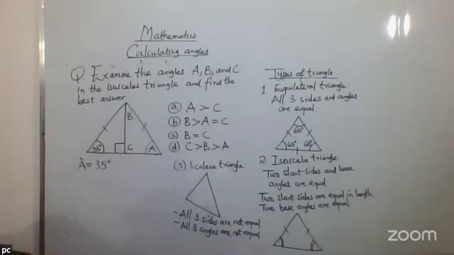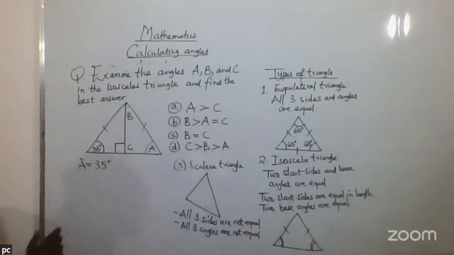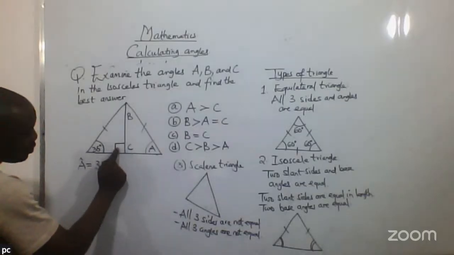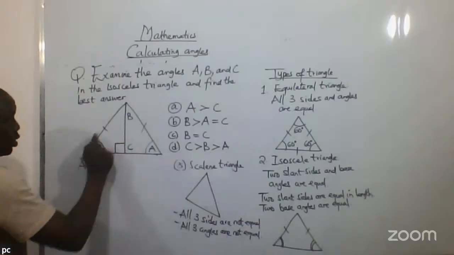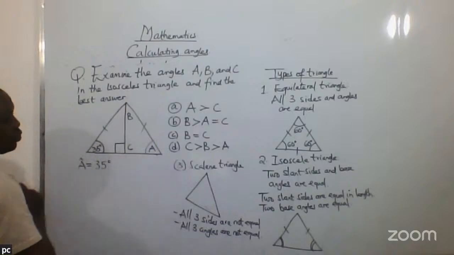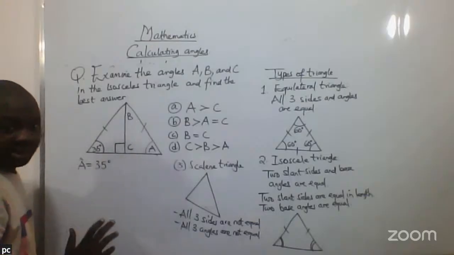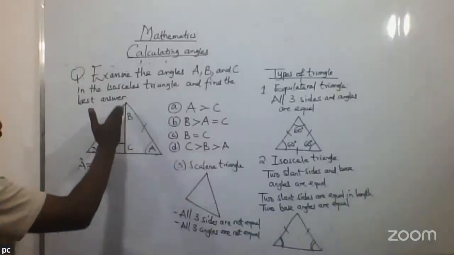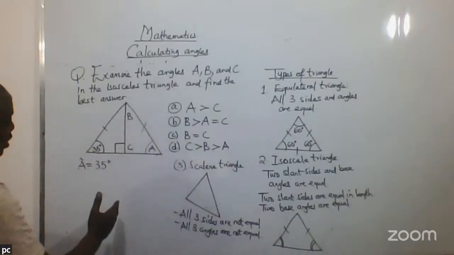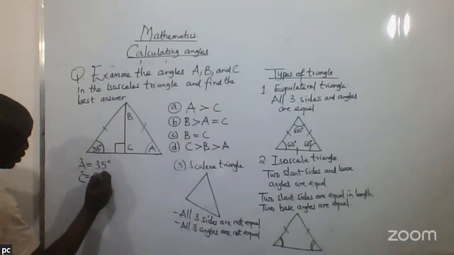Now, what will be the value of angle B? Now, you can see this is a right triangle. This triangle is a right triangle because this angle is 90 degrees. So now, looking at this, can we also say that angle C is equal to 90 degrees?